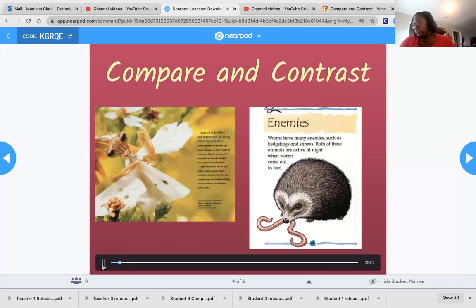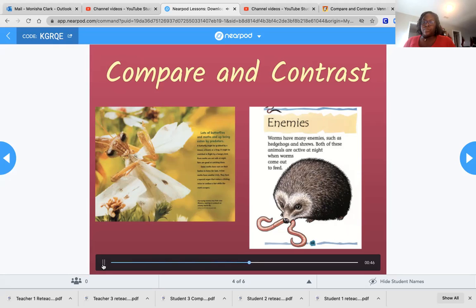Lots of butterflies and moths end up being eaten by predators. A butterfly might be grabbed by a mouse, a lizard, or a frog. It might be snatched in flight by a hungry bird. Even moths are not safe at night. Bats are good at catching them. Some moths have ears on their bodies to listen for bats. A few moths have another trick. They have a special organ that makes a clicking noise to confuse a bat while the moth escapes.